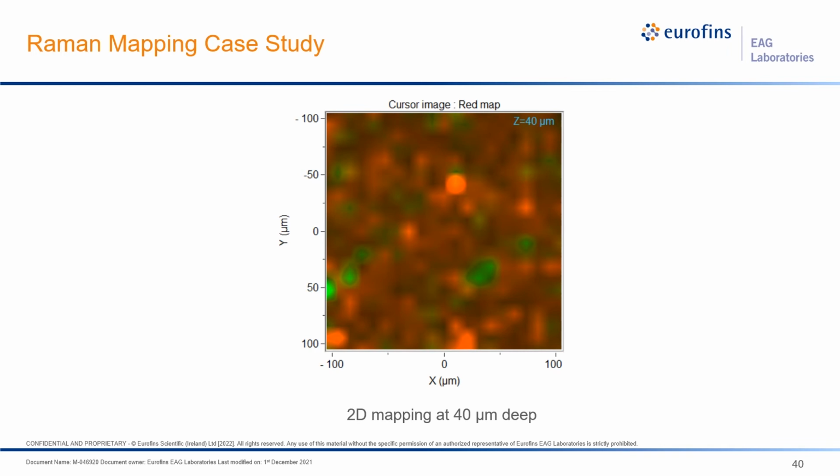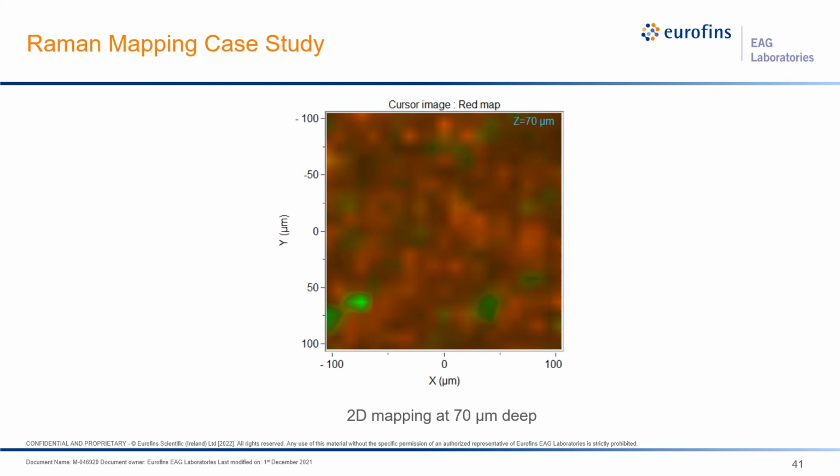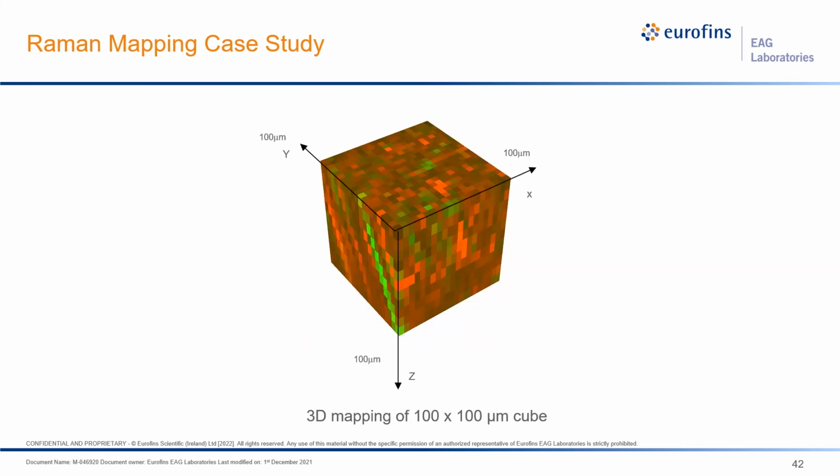And so, in addition, with Raman, you have the power of a confocal microscope. So you can actually look at a variety of depths. So this is at a 40 micron depth. You can look at a 70 micron depth. And then you could put all that data together and create this cube, right? And so what you could see is the distribution of the two different components in 3D space. Which is pretty amazing.